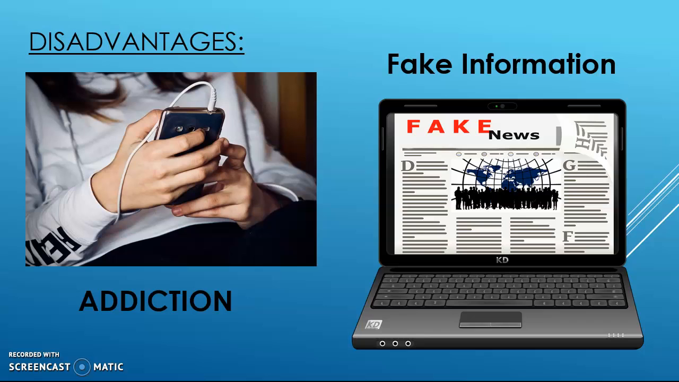Of course, we can reach a lot of knowledge in only some minutes, but not all the information is completely true. One example of this could be fake news.